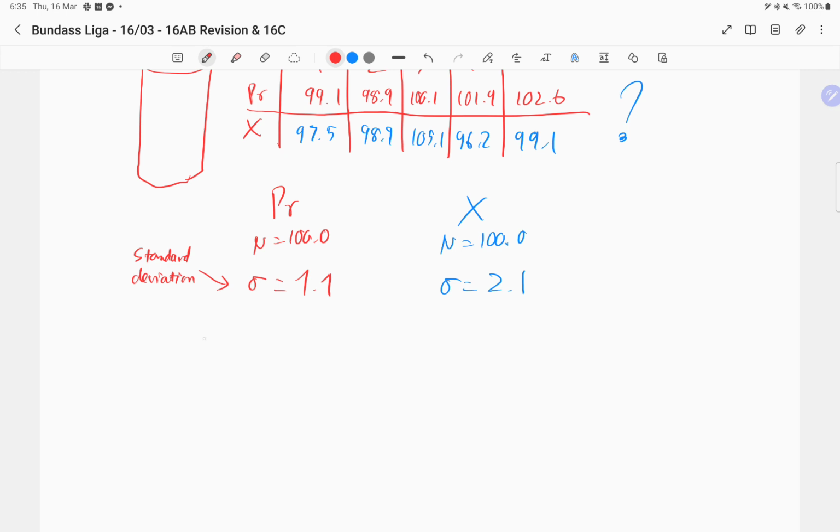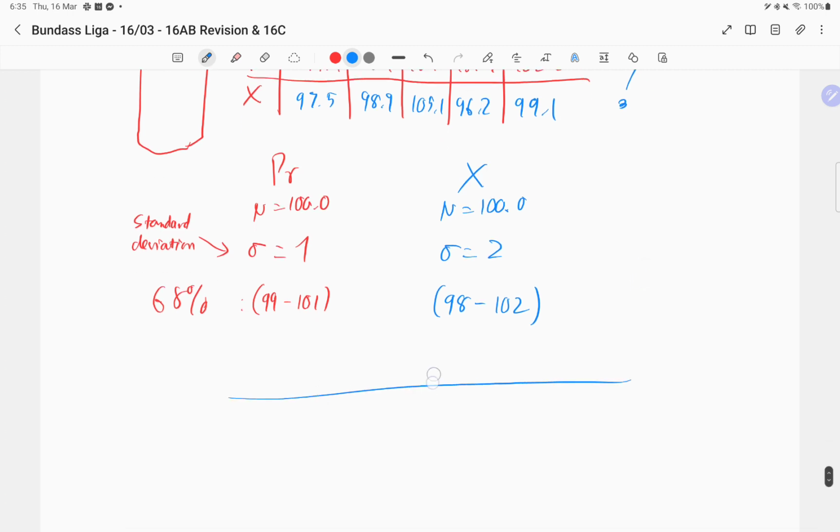In fact, later on you will learn that 68%, I said that number earlier, 68% of the Pringle cans will have the weight between 99 and 101. Let's just say this is 1 and 2, make it simple, right? So 68% of the Pringle cans would have the weight between those two. But for brand X, 68% will have the weight between 98 and 102. So it's a higher spread.